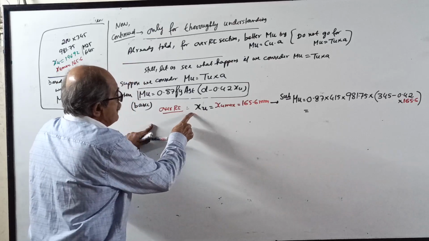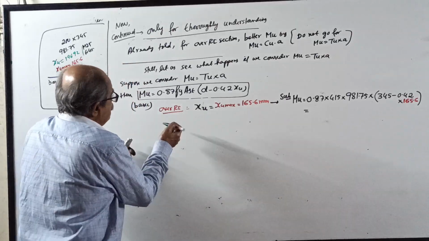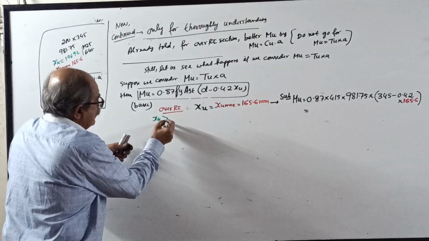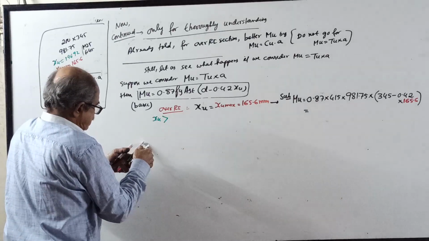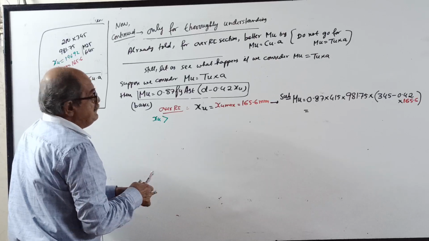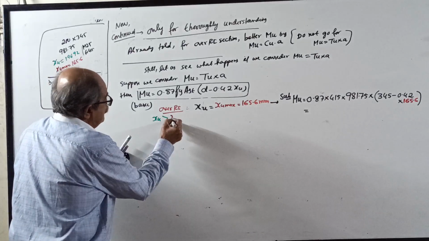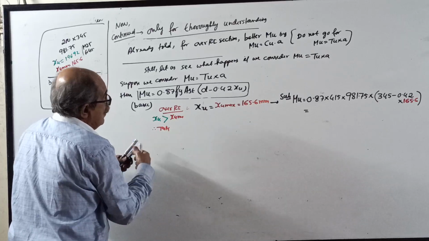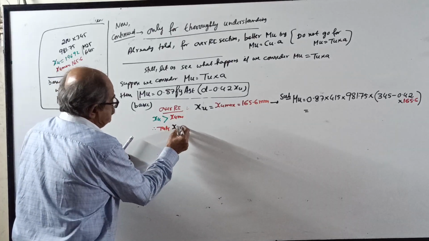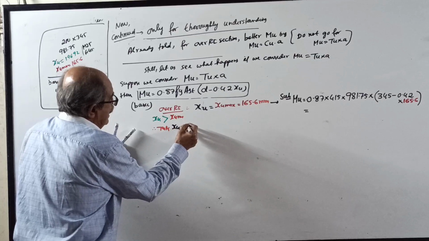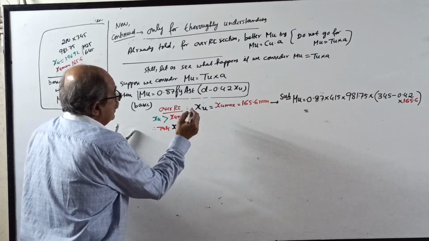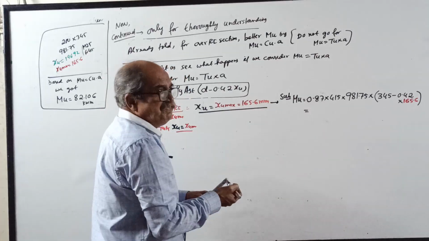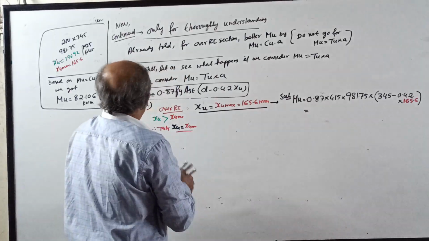But I will tell them, remember, your Xu came more than Xu max. By this time they know it. I will ask, since more than Xu max came, therefore take what? They will say, sir, take Xu equal to Xu max. Oh, good. Okay. So remember, your Xu equals Xu max. Now substitute and see what happens.